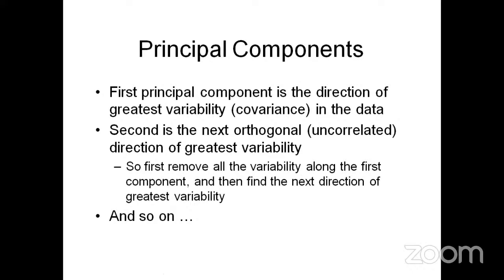Principal components: the first principal component is the direction of the greatest variability or covariance in the data. This is a very important point to note. The second is the next orthogonal, or uncorrelated, direction of the greatest variability. So first remove all the variability along the first component, and then find the next direction of greatest variability.